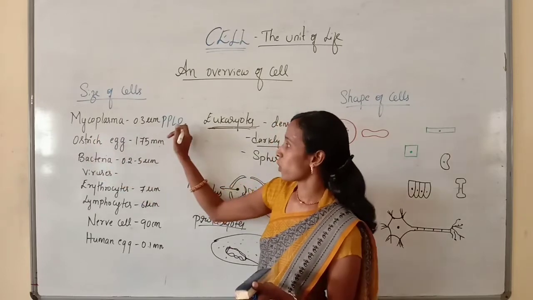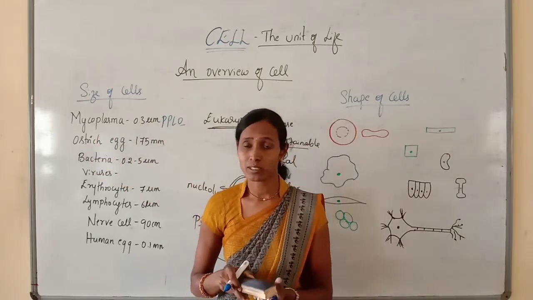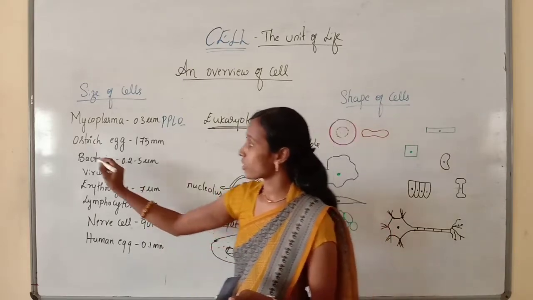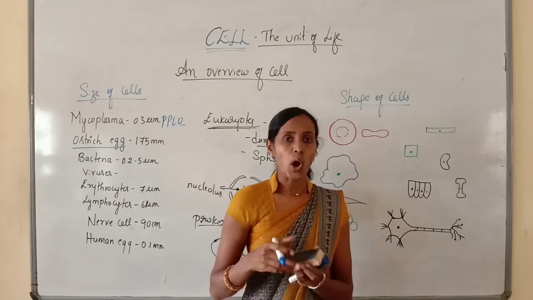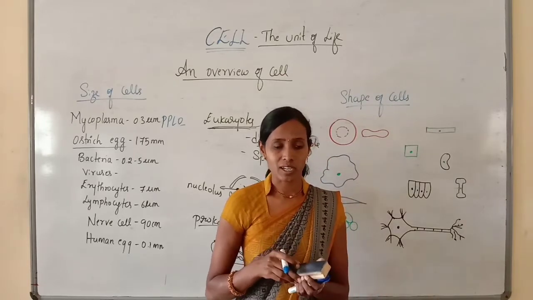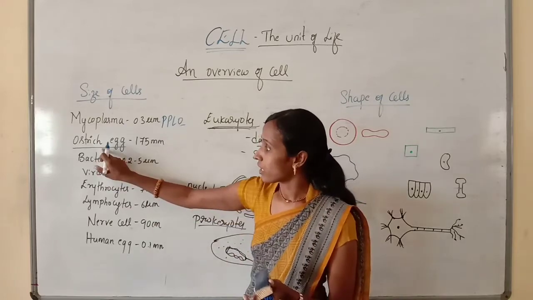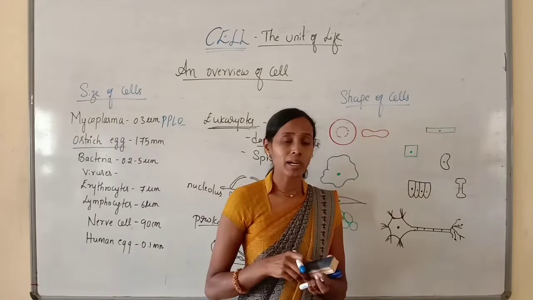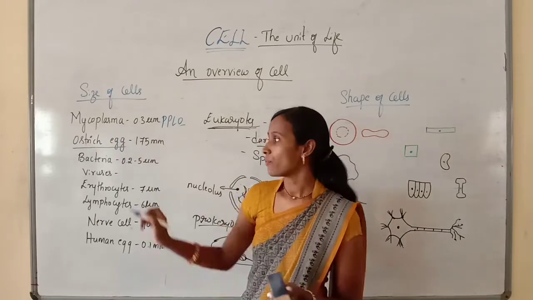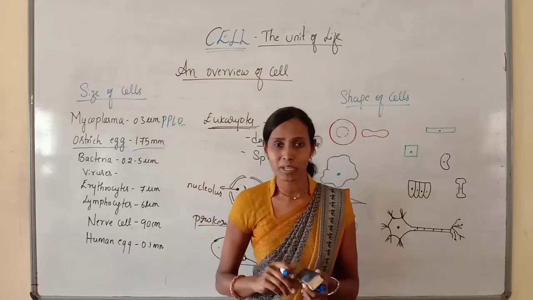Mycoplasma, also called PPLO, measures only about 0.3 micrometers. And the largest cell is the ostrich egg. Ostrich is the largest bird, which has the largest cell. So the smallest cell is mycoplasma, but the largest cell is the ostrich egg, which measures about 175 millimeters.